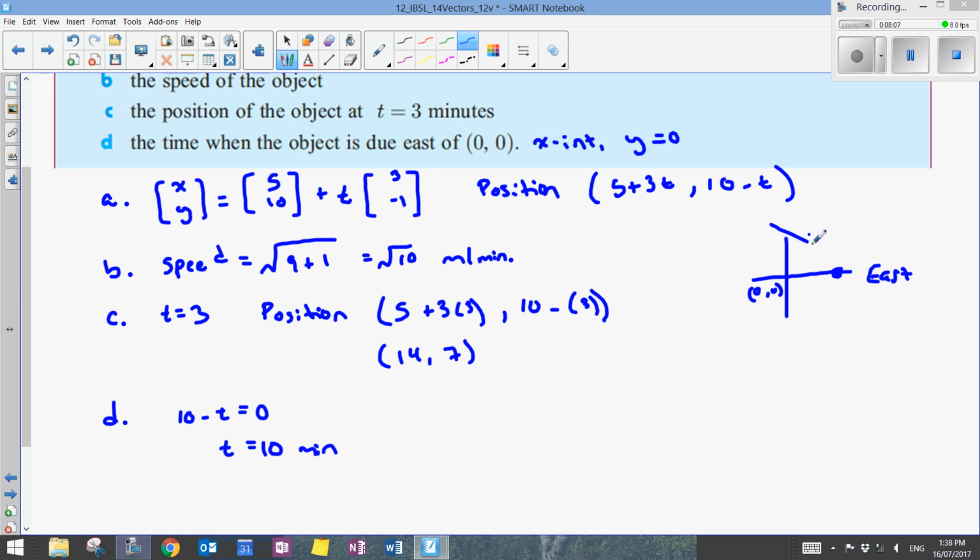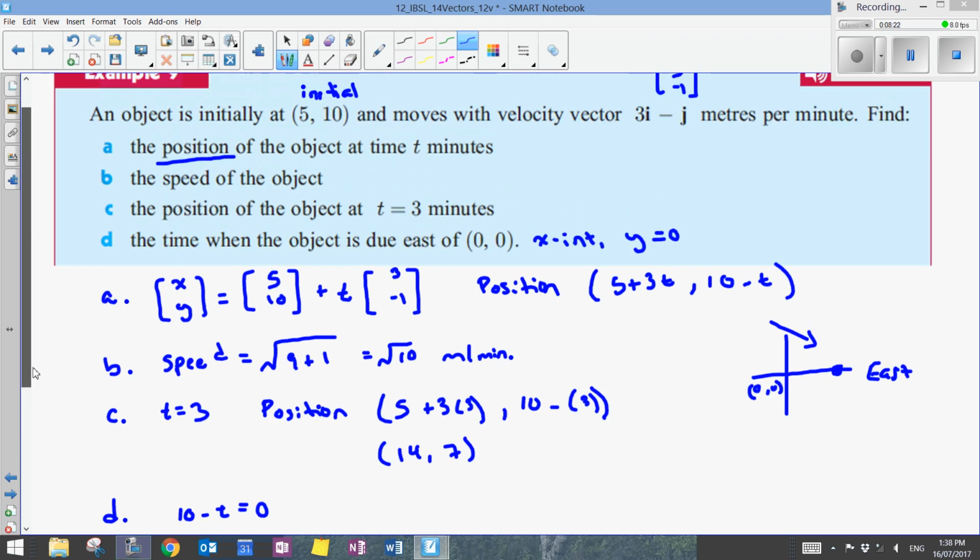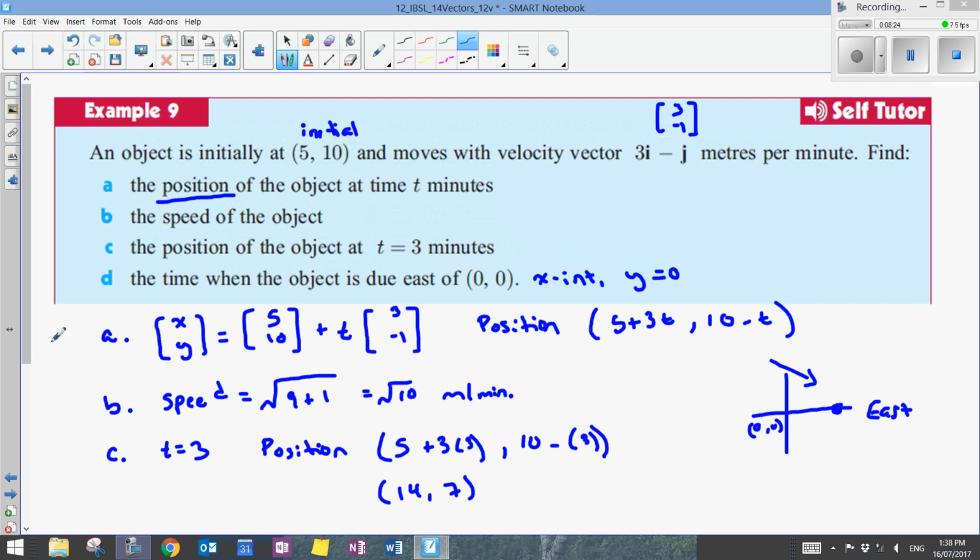So it was coming down this direction from 5, 10, so up here somewhere, and then going 3 to the right, 1 down, so traveling in this southeasterly direction. All right, so the time when the object is due east would be after 10 minutes. So just some common vocabulary coming back into these examples. Now let's take a look at 3 that are a little bit more interesting.